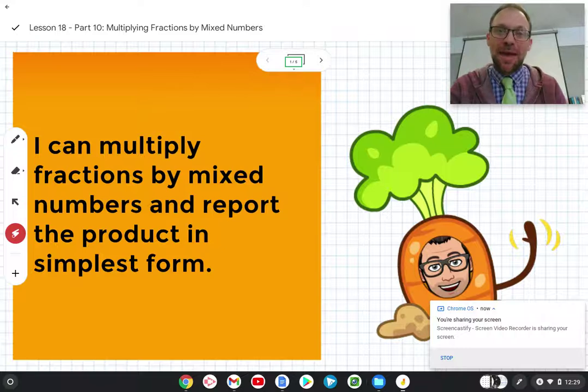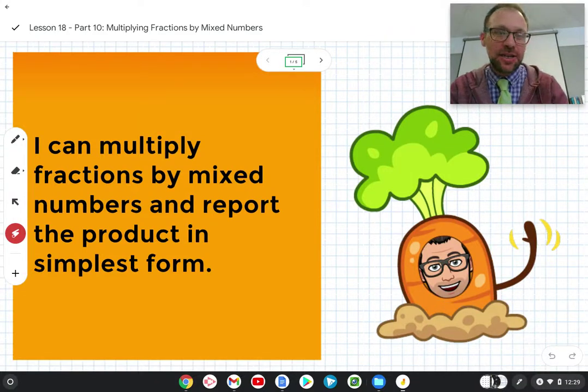Welcome to today's math lesson. Today's learning target is I can multiply fractions by mixed numbers and report the product in simplest form. Let's get started.